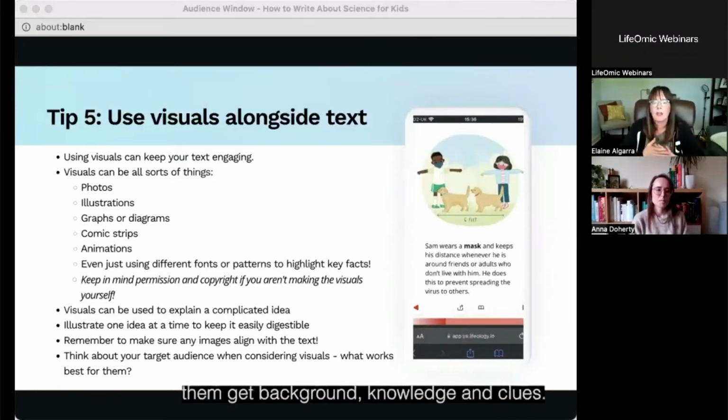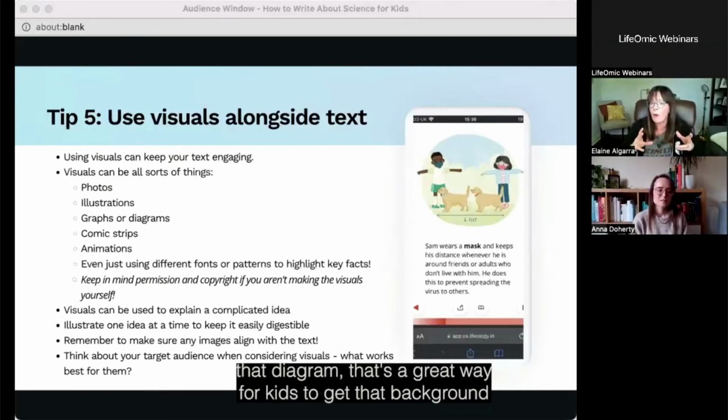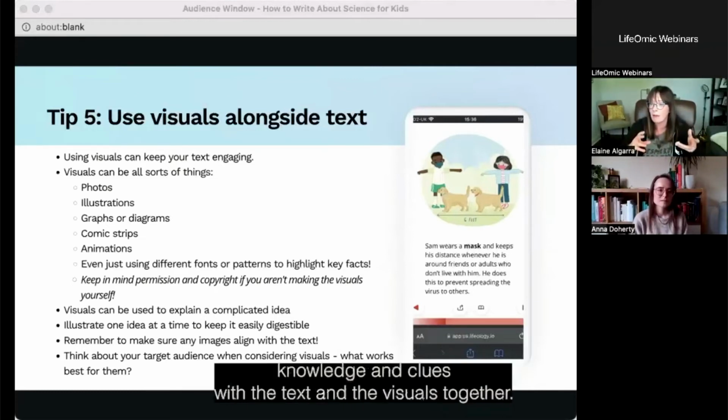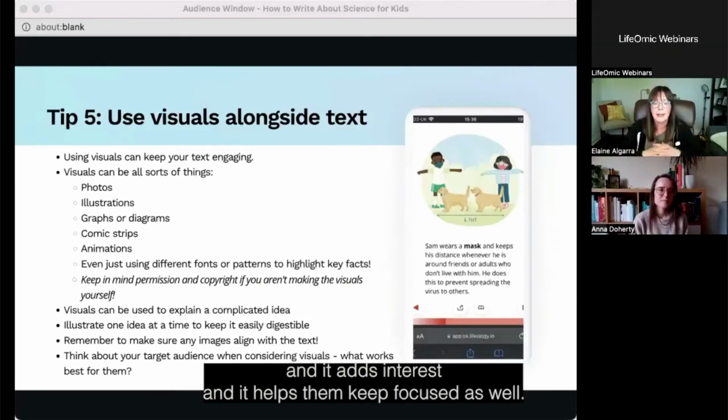Kids can look at visuals and it helps them get background knowledge and clues. The example that Anna showed, with Ada Lovelace and that diagram, is a great way for kids to get that background knowledge and clues with the text and the visuals together. It really helps them ask questions about things. It adds interest and it helps them keep focus as well.